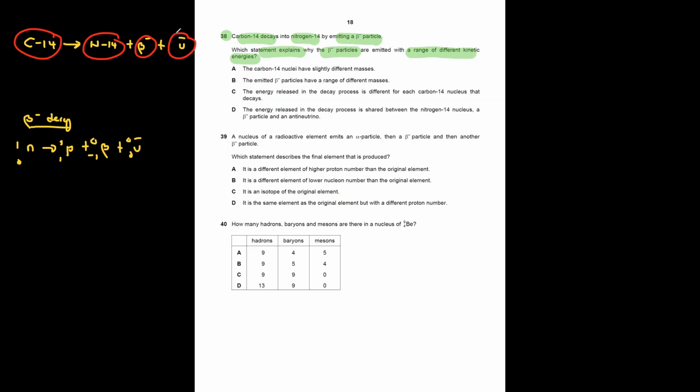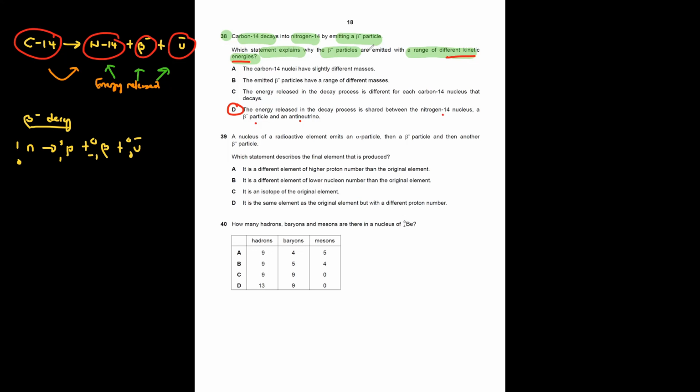So when you're talking about the energy release as a result of this reaction, your energy release will be shared between these three particles, and it will be shared by unequal, random amounts each time. That explains why your beta-minus particle always has different kinetic energies. It's because the energy released in your decay process is shared between the nitrogen-14 nucleus, a beta-minus particle, and an anti-neutrino. So that is question 38.